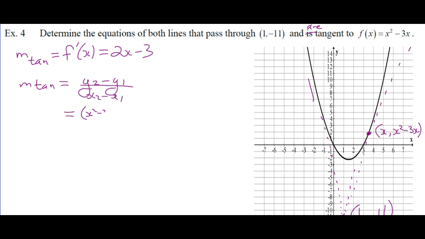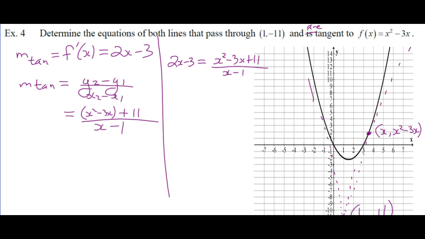Okay, so what's y2? Well, it's going to be x squared minus 3x minus negative 11, so let's go plus 11. That's y2 minus y1, just some point on the parabola, over x minus 1. So if the slope of the tangent is 2x minus 3, but simultaneously it's x squared minus 3x plus 11 over x minus 1, what are we going to do? We're going to set them equal to each other, right? We have two expressions for the same thing. So 2x minus 3 is equal to x squared minus 3x plus 11 over x minus 1.